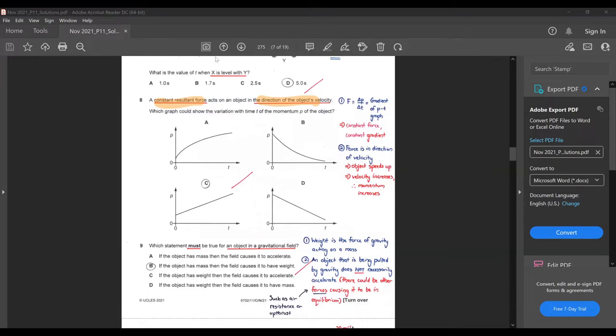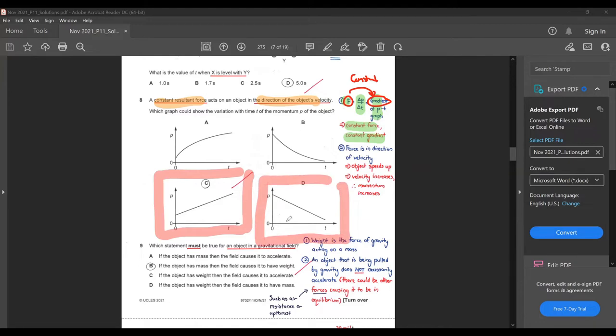We know that force is rate of change of momentum. In other words, it's the gradient of our momentum time graph. If we have constant force, it means we have constant gradient. If F is constant, it also means that gradient is also constant. This is fact number one. So graphs with constant gradient would only be C and would only be D.